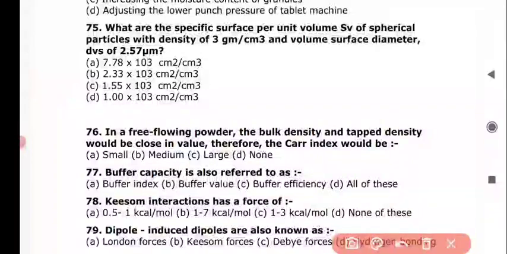Next question is, what are the specific surface per unit volume (SP) of spherical particles with density of 3 gram per centimeter cube and volume surface diameter (dVs) of 2.57 micrometer? And the correct answer is option B, that is 2.33 into 10 is to power 3 centimeter square per centimeter cube.